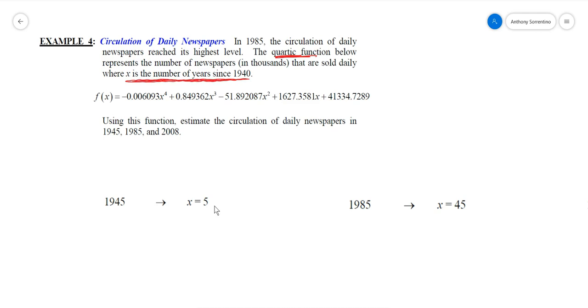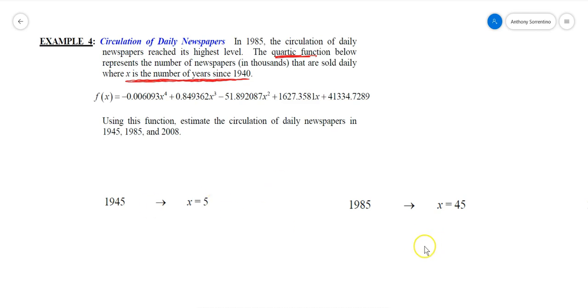That means if I'm given a date, I need to take away 1940 from it to get the value of X I actually use for the formula. Using this function, estimate the circulation of daily newspapers in 1945, 1985, and 2008. So you see here you are given what 1945 equates to. That means X equals 5.